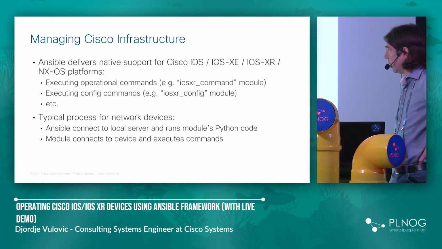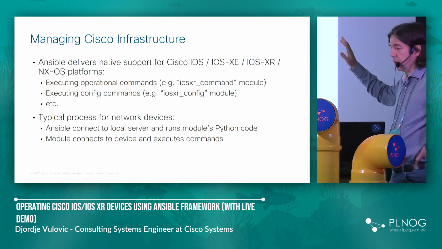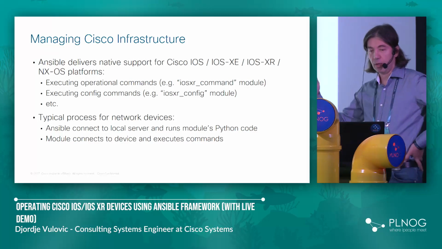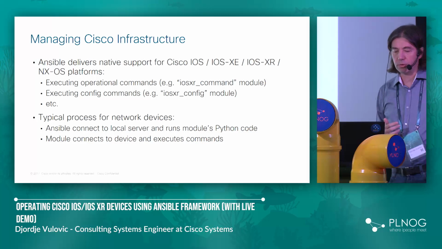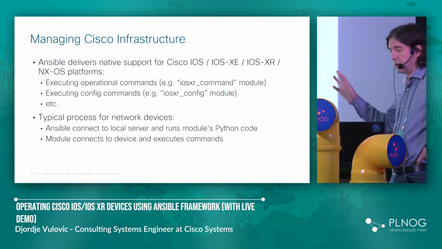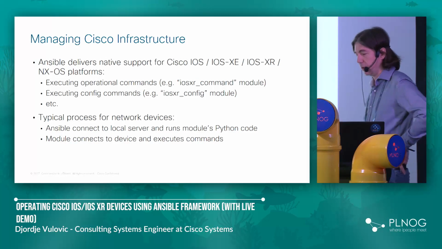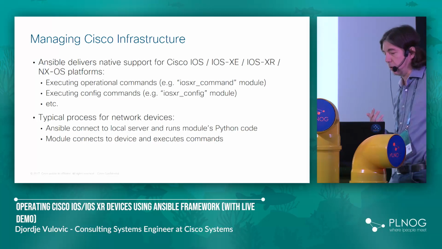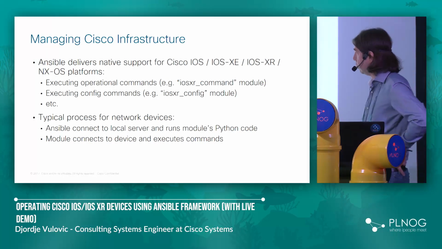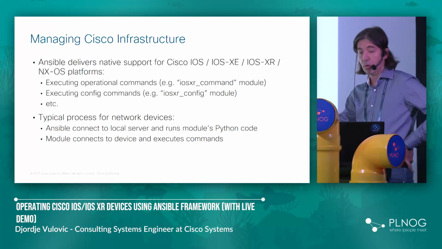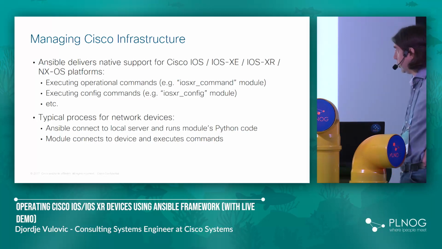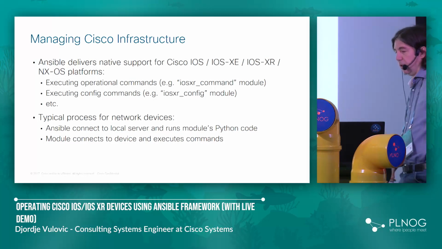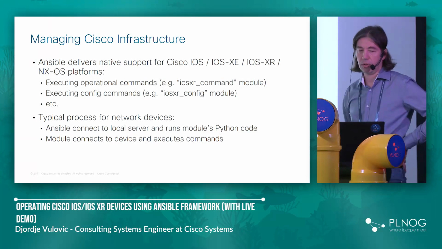Within each of these network operating system types, like IOS, you have different Ansible modules, and there are probably something like 20 or 30 different modules for different functions you can perform on a device. The most important ones, which we are going to use in this demo, are the module where you execute a command remotely on the IOS XR, the IOS XR command module, and the one where you actually configure something, the IOS XR config module.